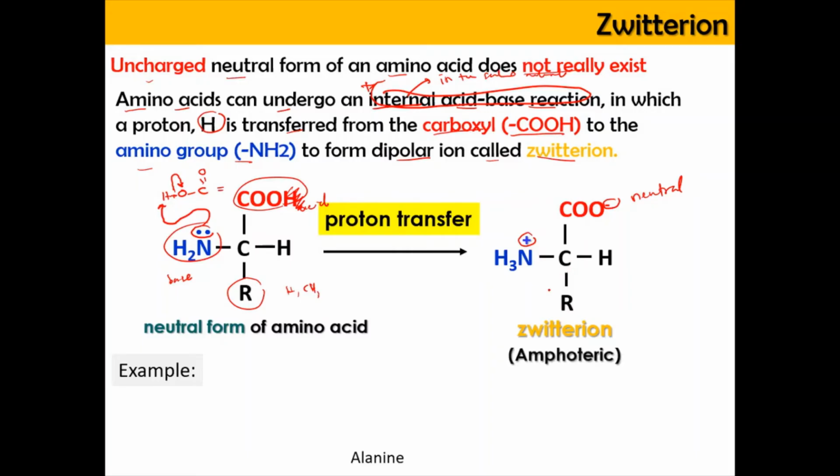Okay, and this shows the amphoteric properties of the Zwitterion, where it can act as an acid as well as a base. Okay, so this is the correct representation. For example, if we have our alanine here, our alanine can also undergo the internal acid-base reaction, where the NH2 here will become NH3 plus, and the COOH here is going to become COO minus. Okay, so this happens for the representation of the Zwitterion.